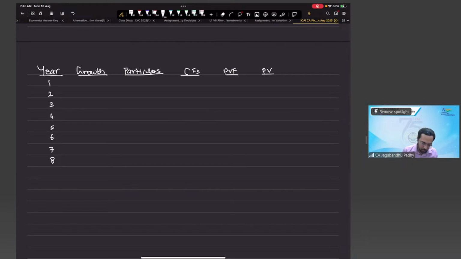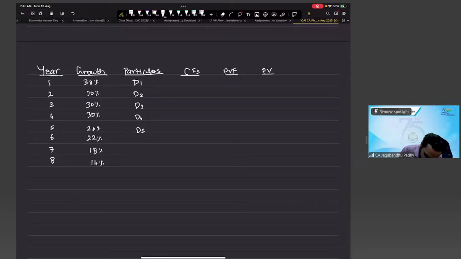Okay. Now the growth rates we have are 30% for the first year, 30% for the second, 30 for the third, 30 for the fourth, and then there is a fall. So you have 26%, 22%, 18%, 14%, and we know obviously that in the ninth year the growth rate is going to be 10%. Okay, so under particulars we're going to have the dividend in the first year, second, third, fourth, fifth, sixth, seventh, and eighth year, and also in the eighth year we need to get the terminal value V8.